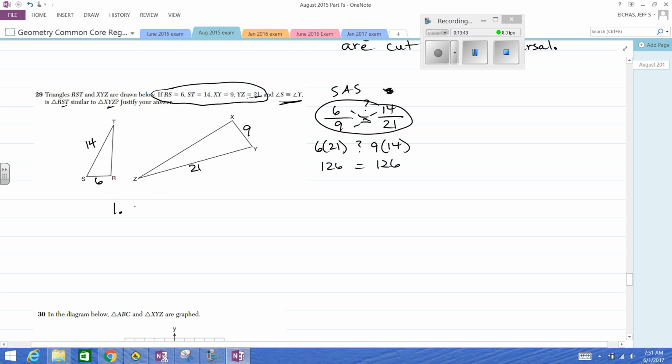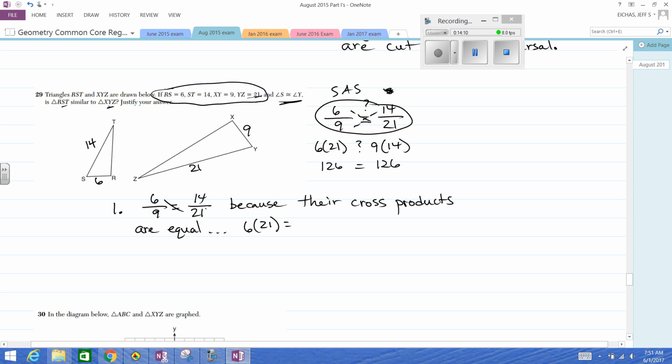So what I would say first is 6 over 9 does equal 14 over 21 because their cross products are equal. That's one way to go. You could also reduce them. You could make them 2/3, and you could show the work for that. I'll say this, 6 times 21, right? That's one cross product is 126, and 9 times 14 is 126. So that's kind of your reason right there.